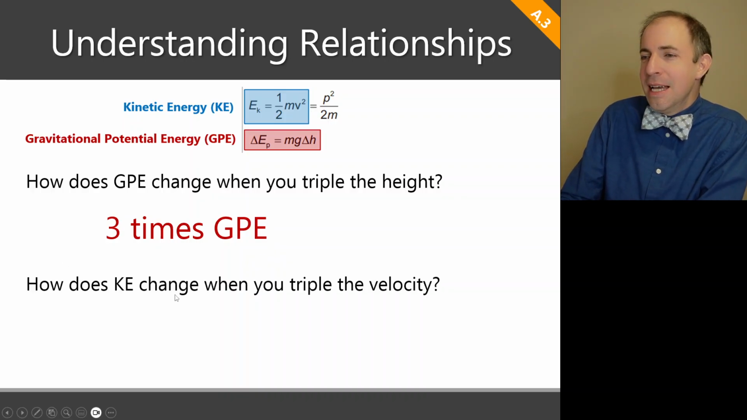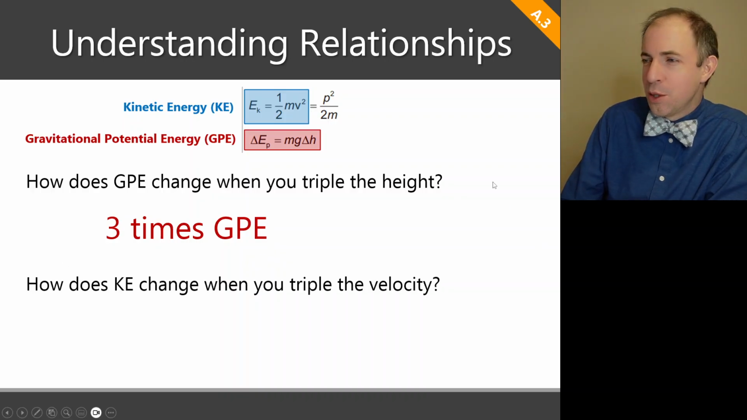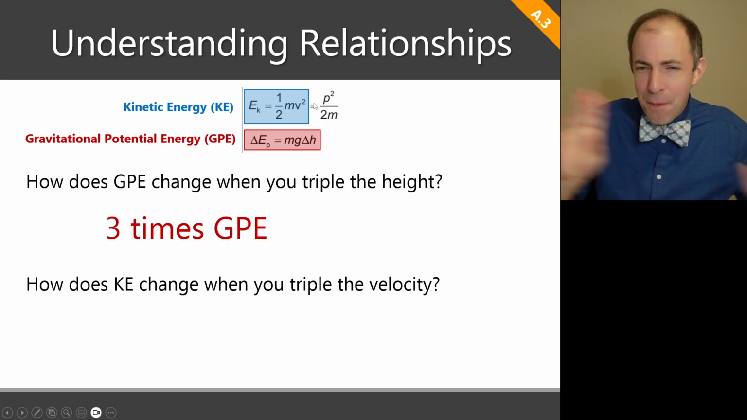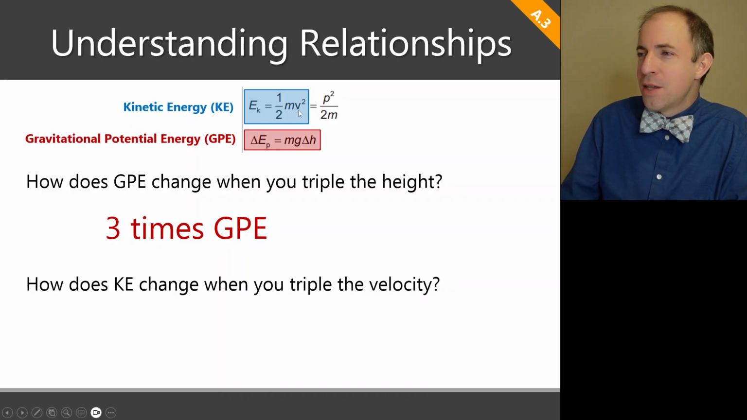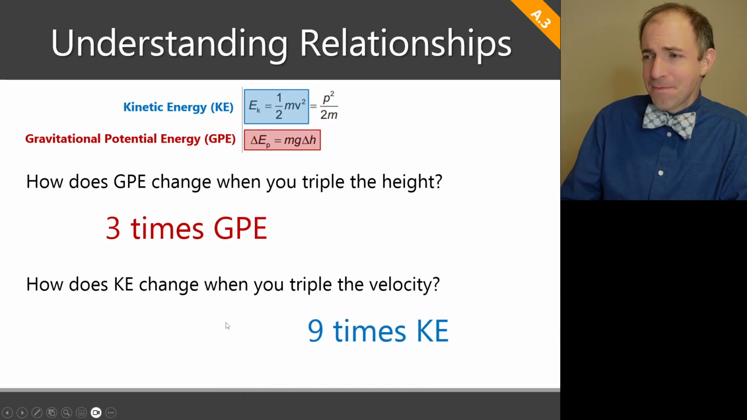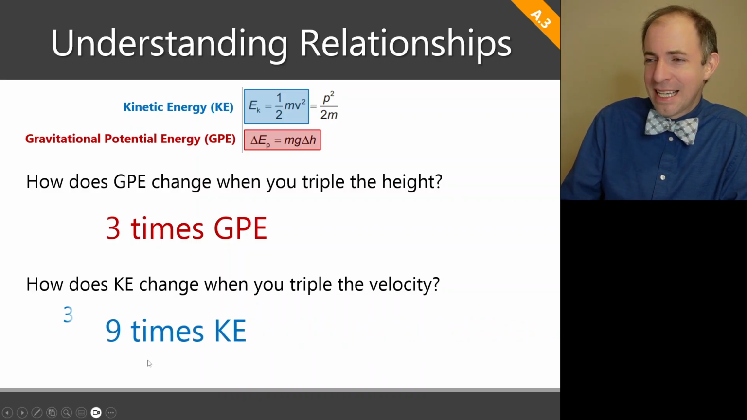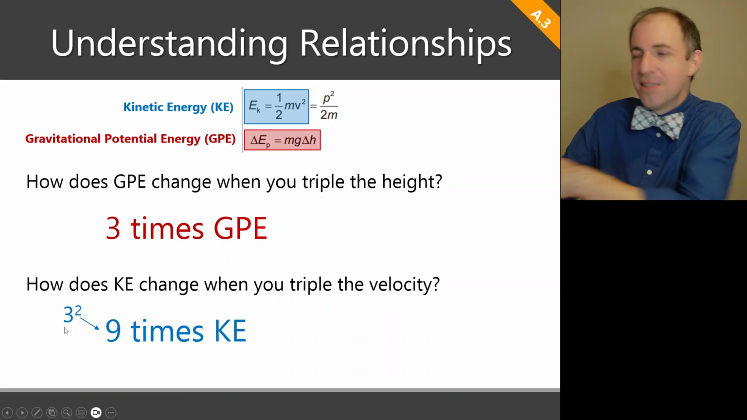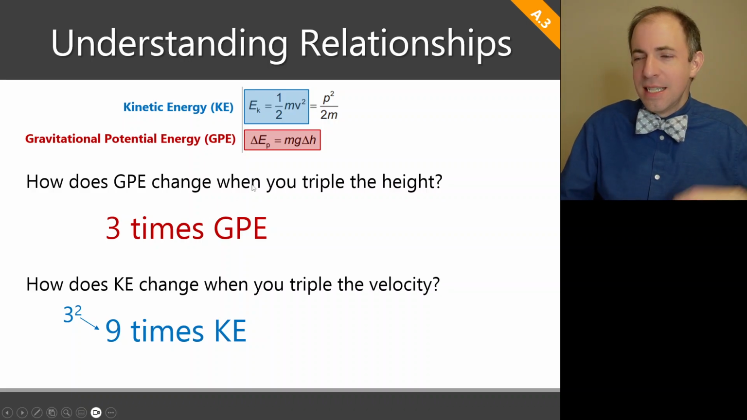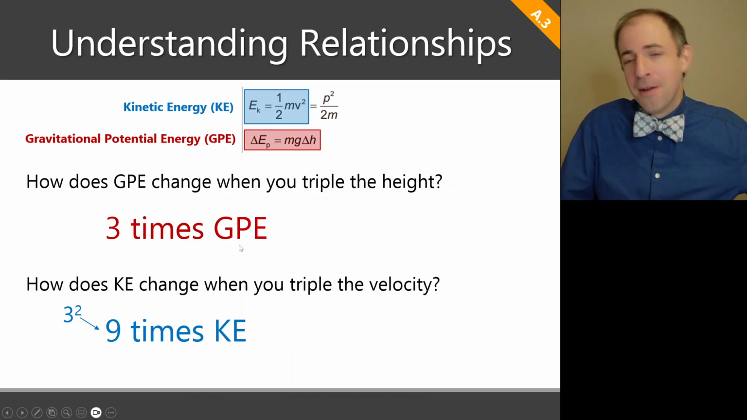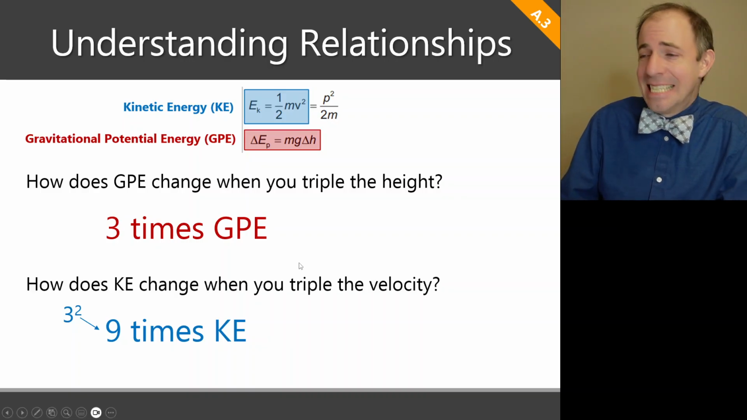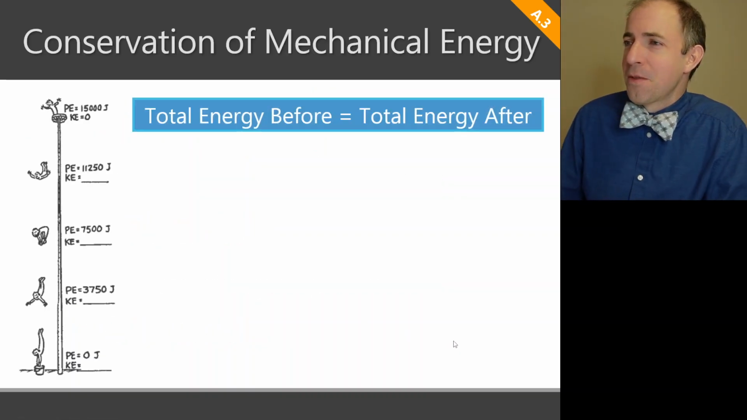If we look at kinetic energy and how it changes when you triple the velocity, you'll notice kinetic energy is on one side and then v squared is on the other side. That's not perfectly a direct relationship. So if I triple the velocity, I'm actually going to get 9 times the kinetic energy because 3 squared is 9. If I double the velocity, 2 squared is 4 times the kinetic. If I quadruple the velocity, 4 squared is 16 times the kinetic energy.